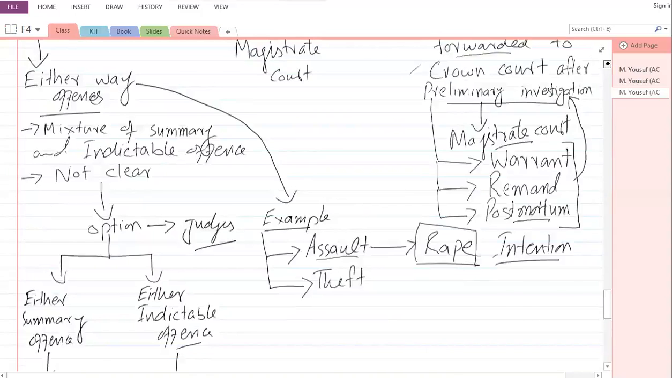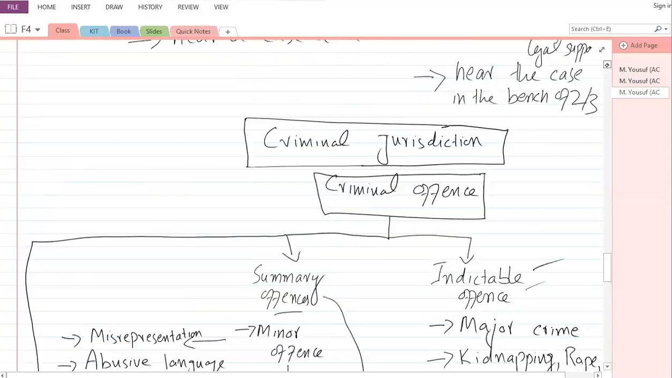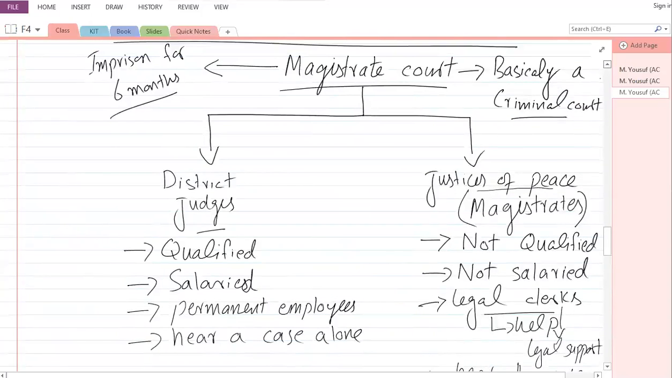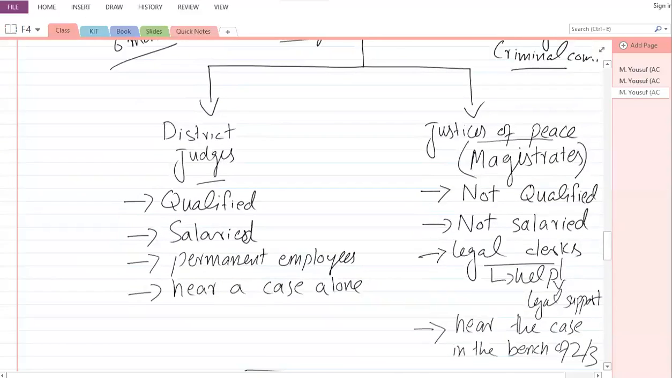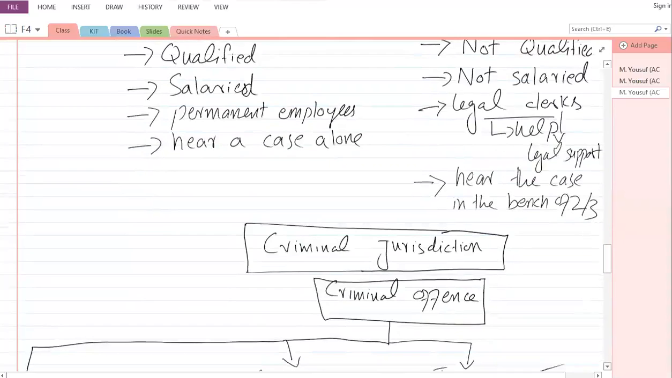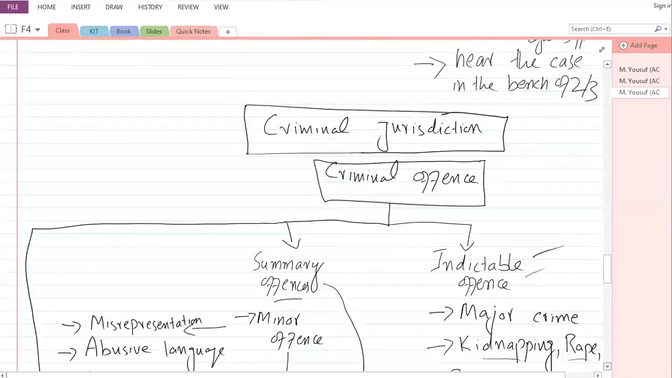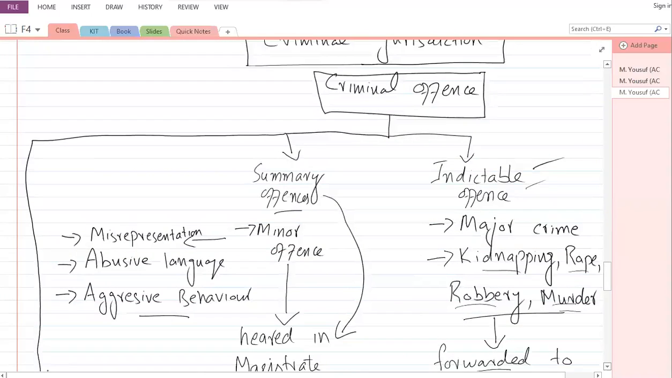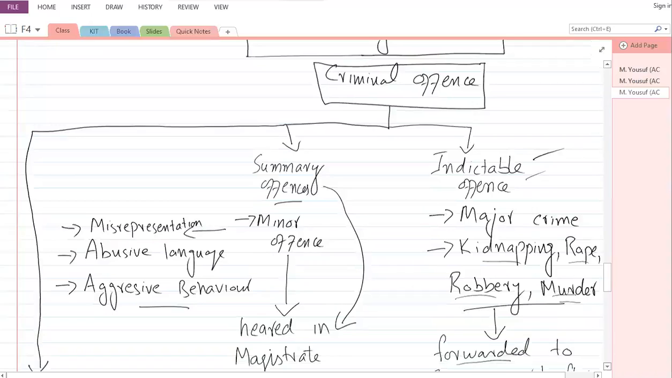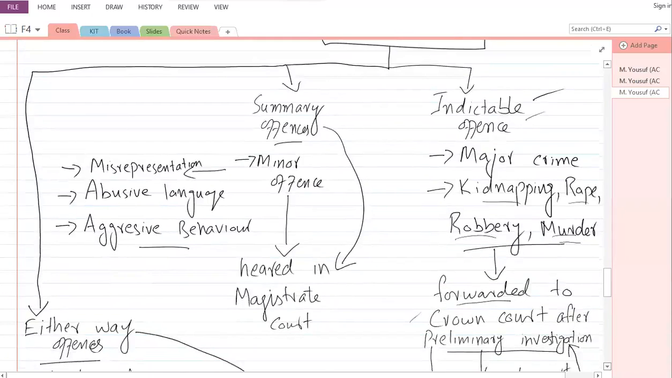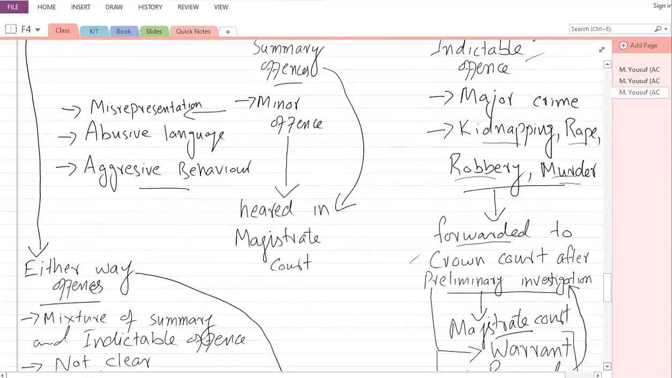Rules are that the magistrate court is presided by two types of judges. It is basically a criminal court. There are two types of judges here, district judge and justice of peace. The criminal jurisdiction of the magistrate court is restricted to minor cases only. So only summary offences and either way summary offences are heard at magistrate court, whereas indictable offences and either way indictable offences are forwarded to Crown Court after preliminary investigation at magistrate court.